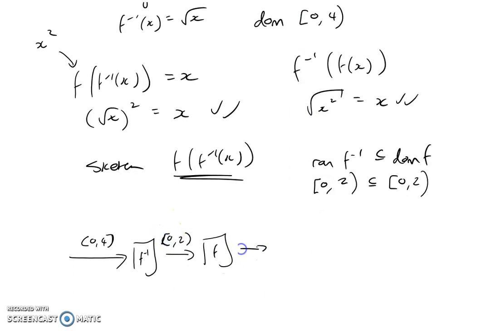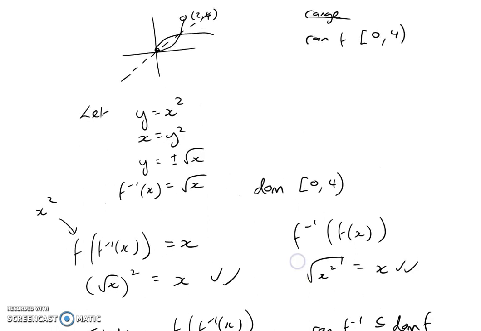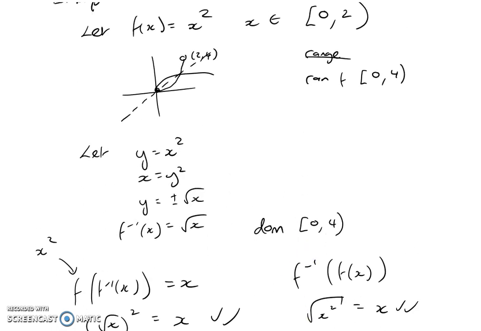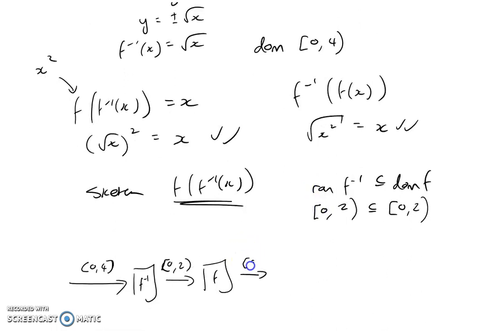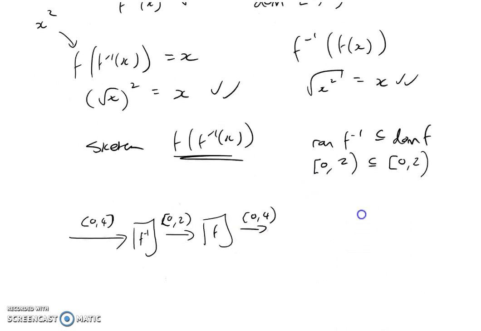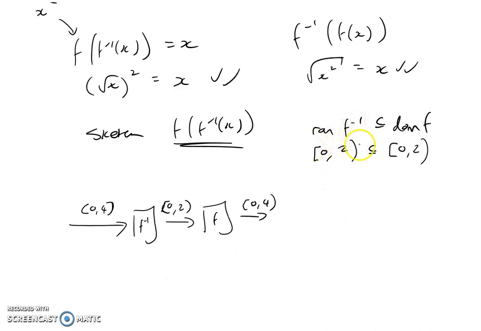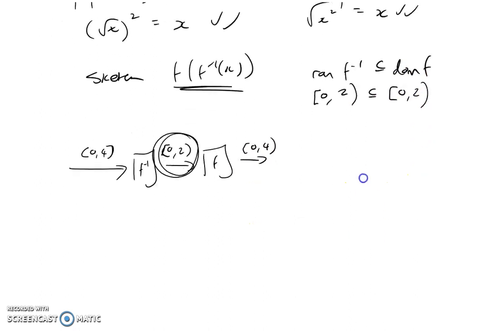So that's all good. It spits out values of 0 to 4 as your final values. So in this case, the output of the range of the inverse is a subset of the domain of the original. Okay, the domain of the original is from 0 to 2.